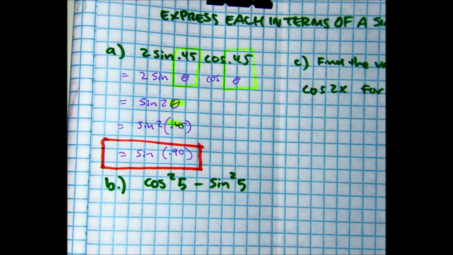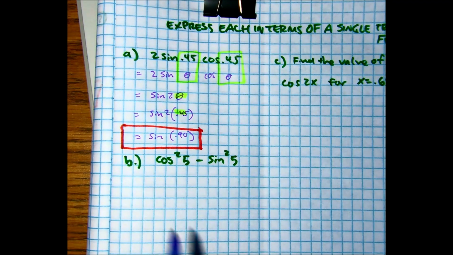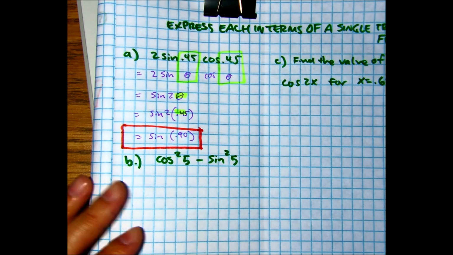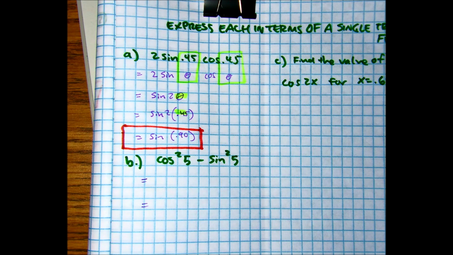Okay, let's try the B here. Partner B, tell partner A which identity does that look like? Ready, set, go. Lisbeth, which formula does that look like? Okay, the Pythagorean identity has a plus sign. What do we have here? Minus sign. So it's not the Pythagorean identity.